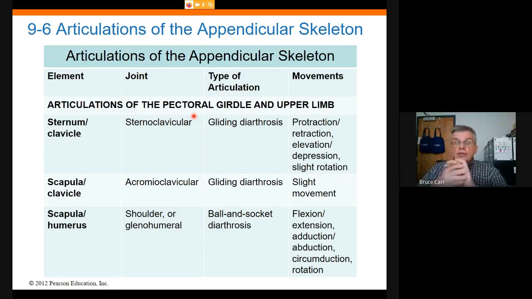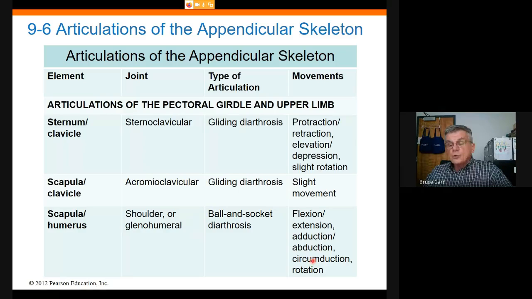Look to these tables again when we are defining specific joints and how they work. The actual details are present in the chapters. So let's just take one, the scapula and the humerus. That's the shoulder joint, or gleno for the glenoid cavity, humeral for the humerus joint. This is a ball and socket diarthrosis, one of the larger joints in the body. And because it's triaxial, it can flex and extend, it can abduct and adduct, it can circumduct and rotate.